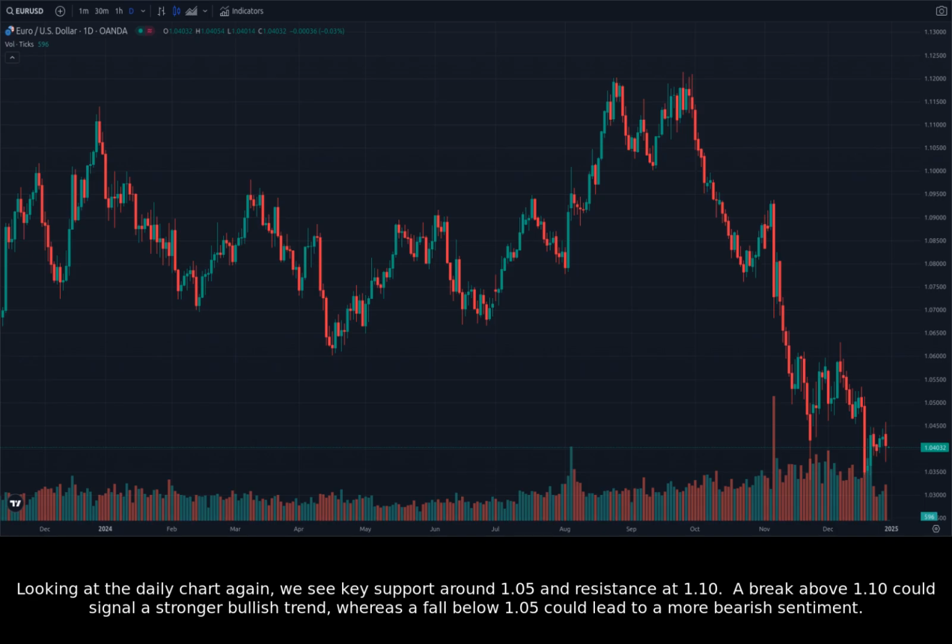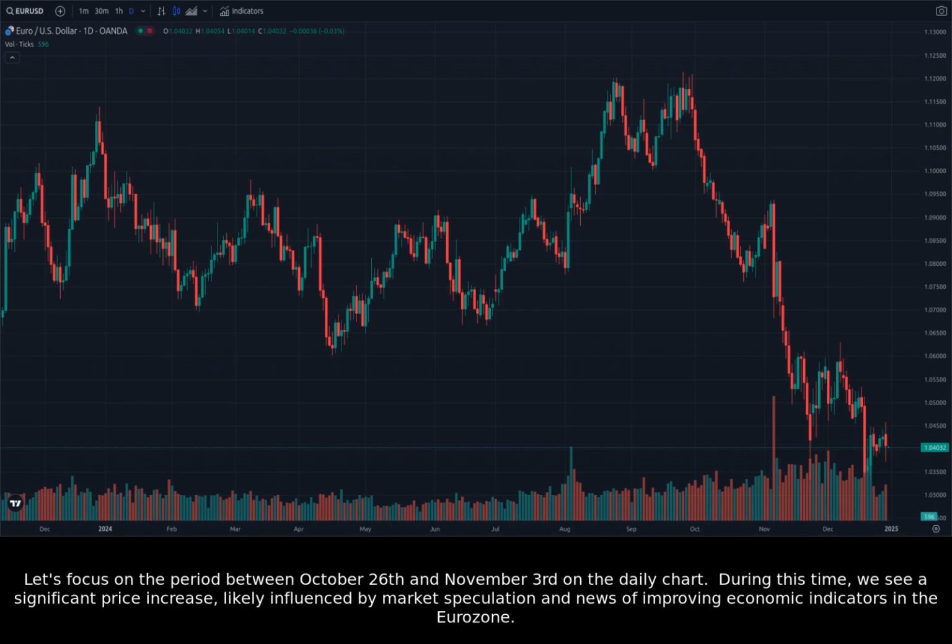Looking at the daily chart again, we see key support around 1.05 and resistance at 1.10. A break above 1.10 could signal a stronger bullish trend, whereas a fall below 1.05 could lead to a more bearish sentiment. Let's focus on the period between October 26th and November 3rd on the daily chart.